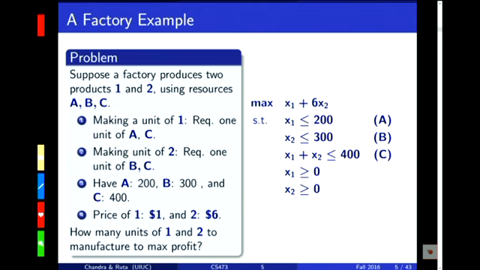Now it's relatively easy to see why that is the right answer. I cannot produce more than 300 of x2, and I want to produce it as much as possible because it has a coefficient of 6. So when I set x2 to 300, I can set x1 to at most 100, and that's it.